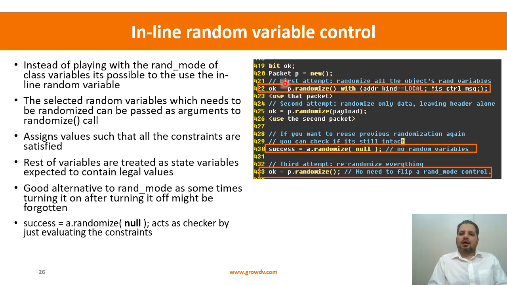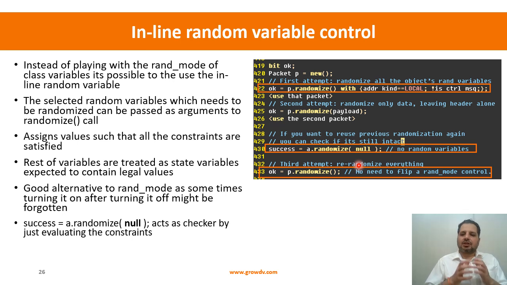So we had defined this packet class in the previous slide. So we create an object and we call randomize with some variables, right? So address kind equal to local and not of is control message, and after doing that, maybe we use this packet, and the second time when we want to randomize this packet, we would like to hold on to these values, but let's say I just want to change the payload. Then what I can do is say p.randomize and just pass the variable that I would like to randomize. So I can just say payload, and then it will randomize the value of payload adjusting to the other variables, right?